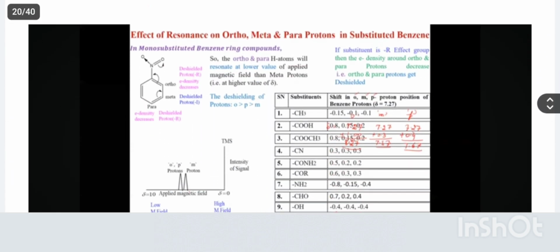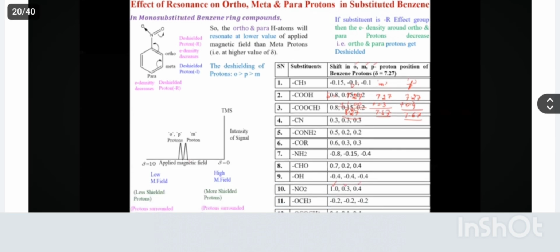Effect of resonance on ortho, meta, and para positions in substituted benzene. In monosubstituted benzene ring compounds, ortho and para hydrogen atoms will resonate at a lower value of applied magnetic field than meta protons if the substituent is a -R effect group, because the electron density around ortho and para protons decreases. Ortho and para protons get de-shielded. The de-shielding of protons is ortho, para, meta. Substituent shifts in ortho, para, meta positions of benzene protons.